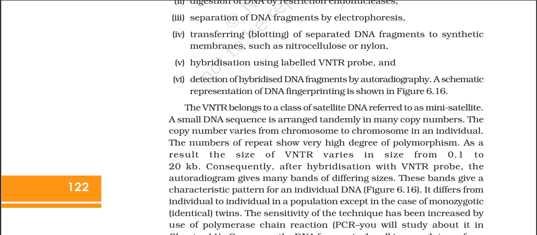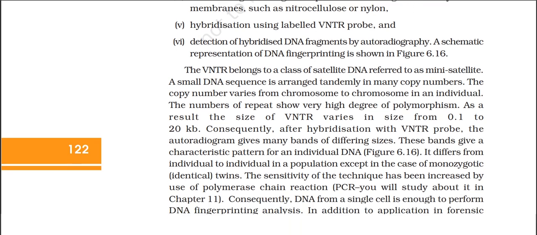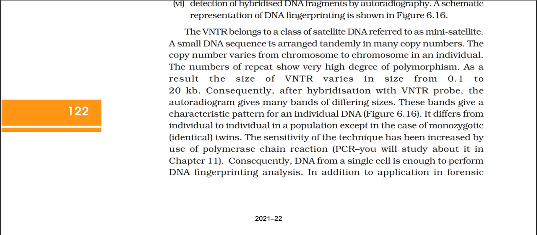Consequently, after hybridization with VNTR probe, the autoradiogram gives many bands of differing sizes. These bands give a characteristic pattern for an individual's DNA, Figure 6.16. It differs from individual to individual in a population except in the case of monozygotic, identical, twins.